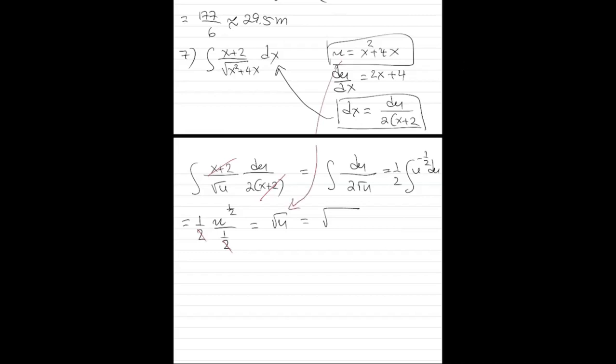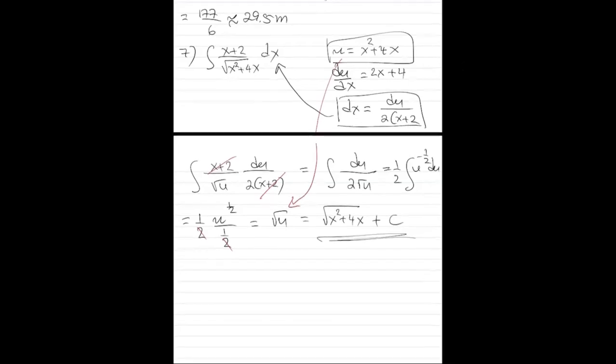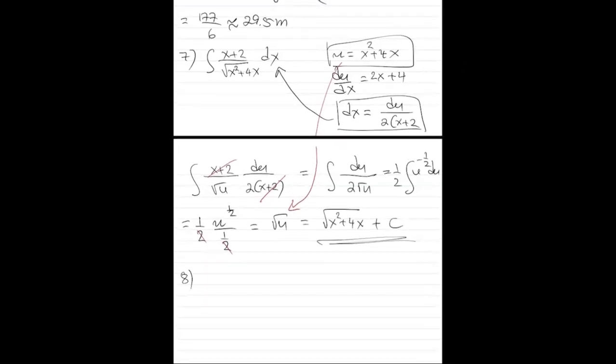U was x squared plus 4x, and add a c at the end. So this is our indefinite integral. You get a function or a family of functions.